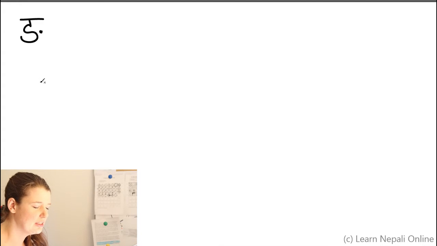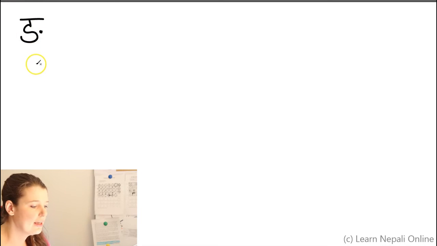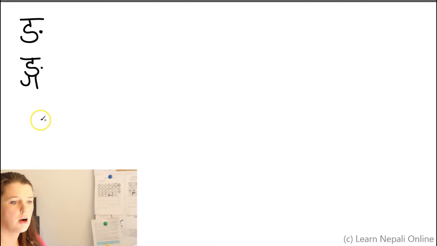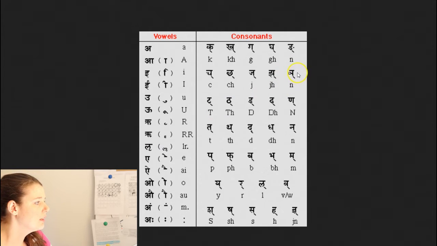retroflex non-aspirated D, da. This is not a retroflex sound, this is a guttural sound. It's pronounced like it's guttural, so it's a ngo, ngo, ngo. It usually comes in combination with a guttural consonant, so it often is written, for example, like this. This is ngo in combination with ga. That's written like this.